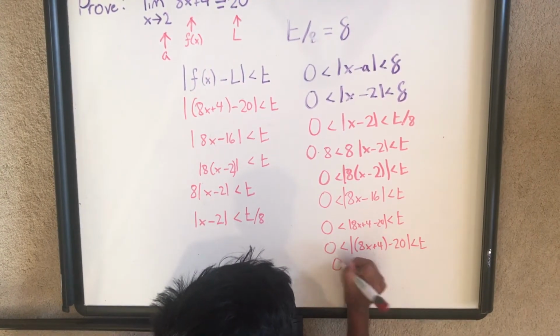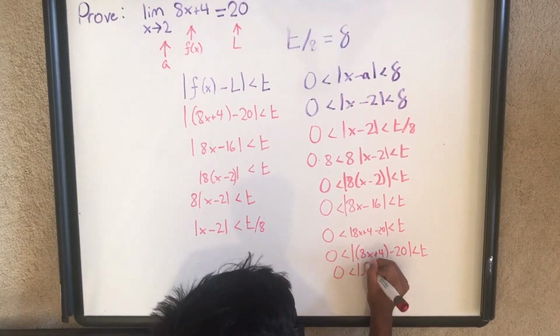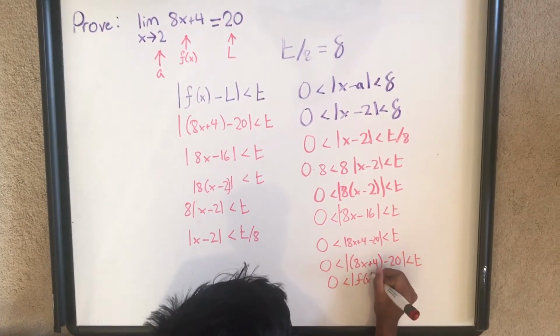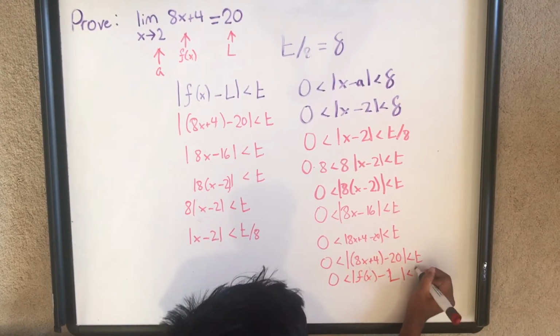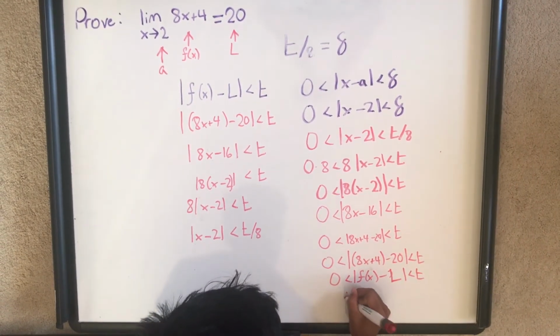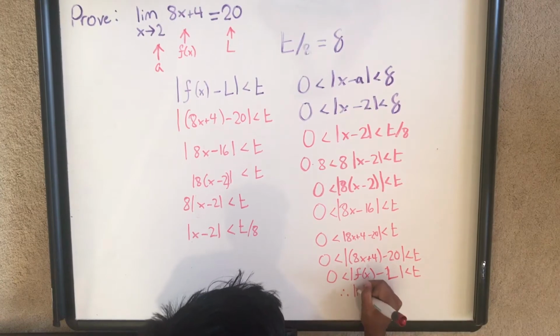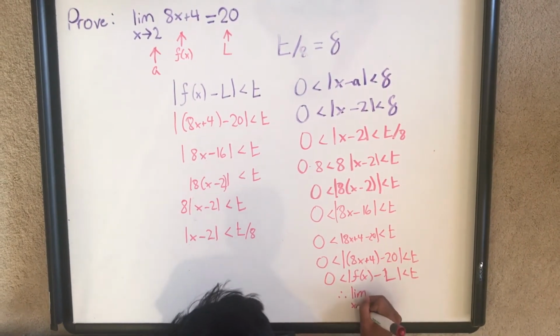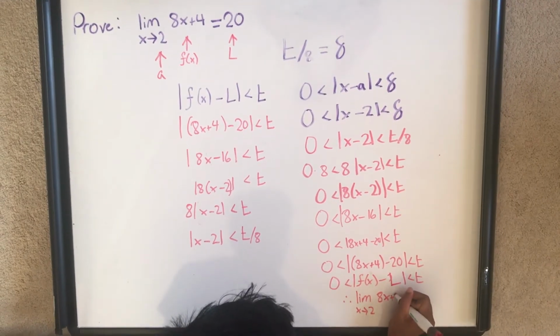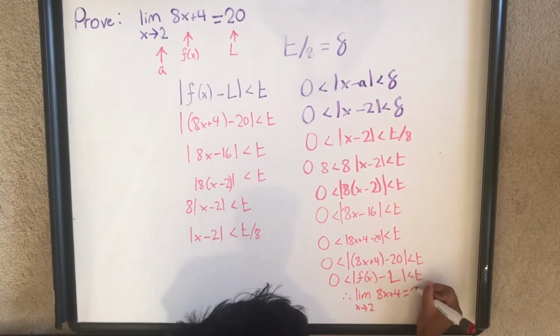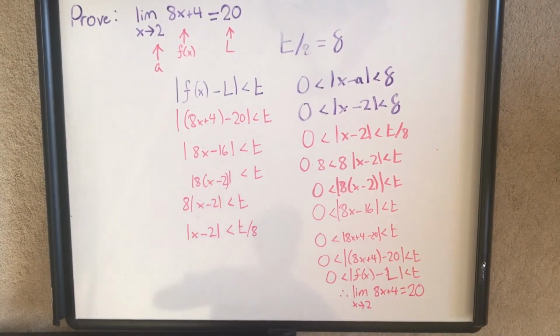So because of that, we are able to say that the limit will exist because we know that in plugging in the relationship between delta and epsilon, we will revert back to the absolute value of f of x minus L is less than epsilon. Therefore, the limit of 8x plus 4 as x approaches 2 equals 20 is true and exists. Thank you.